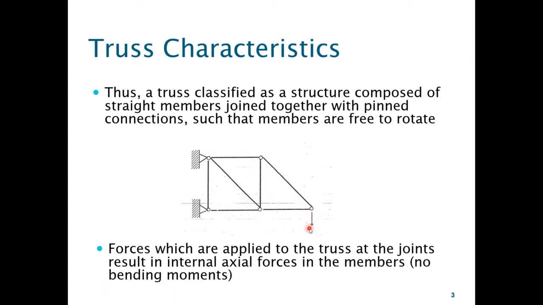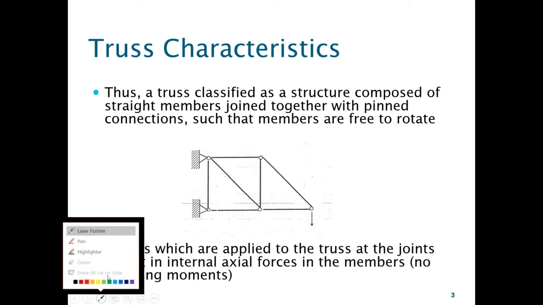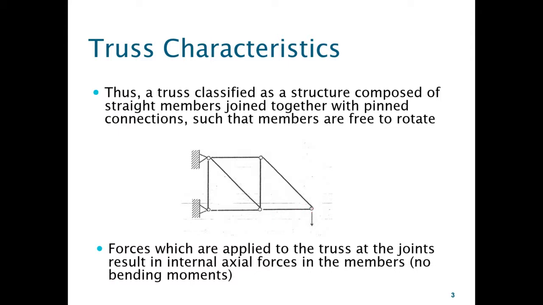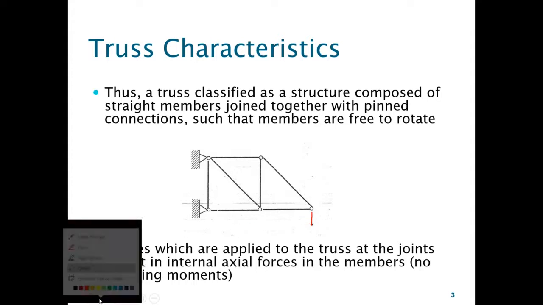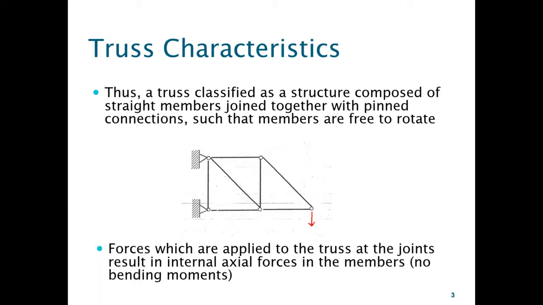If we apply a force at the joint on this truss, it creates internal forces within the member. If I pull down on the node at the very end, something internally has to resist that. If I'm pulling down, I have to have an equal and opposite reaction going up, because I have to have equilibrium at the node. So that is the member, and I've drawn the arrow going up at some sort of angle.